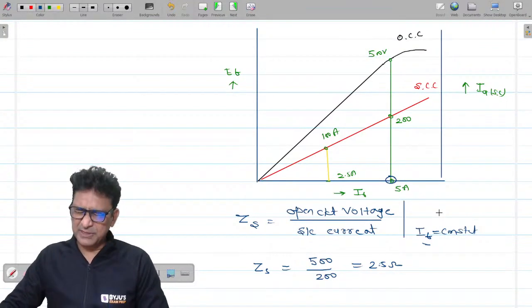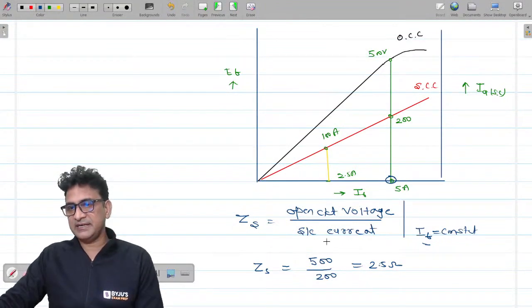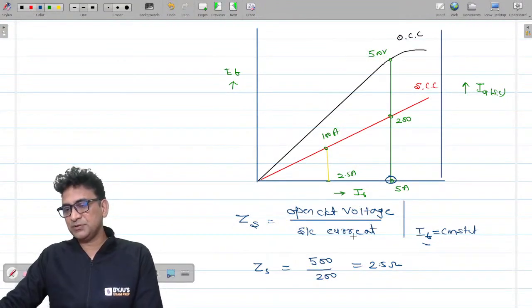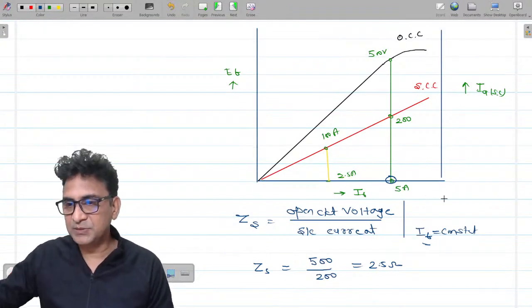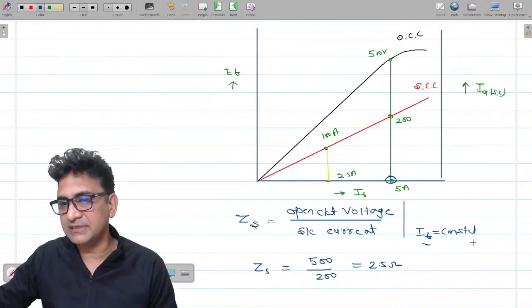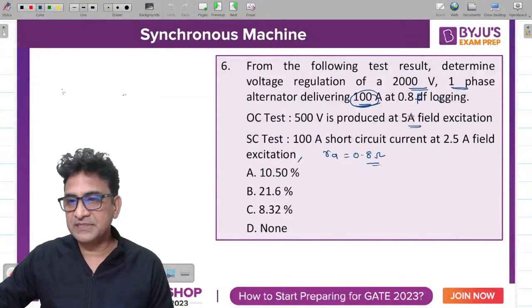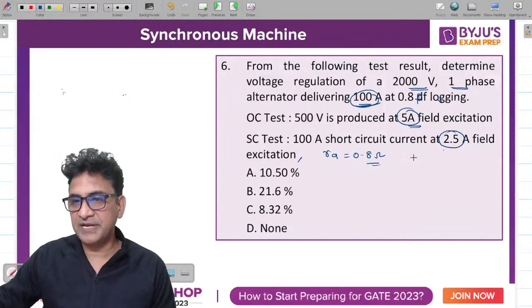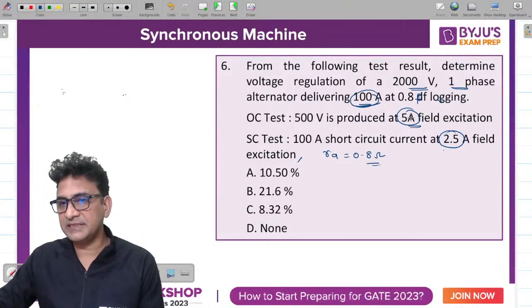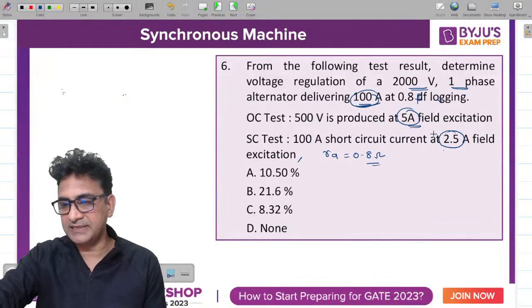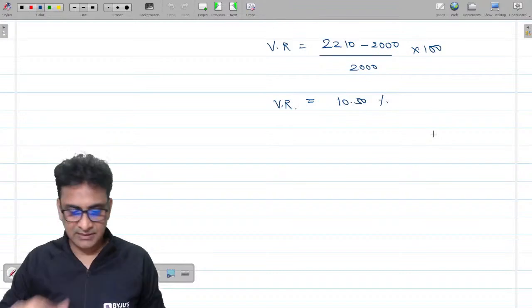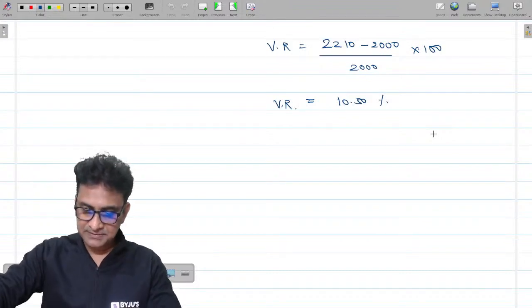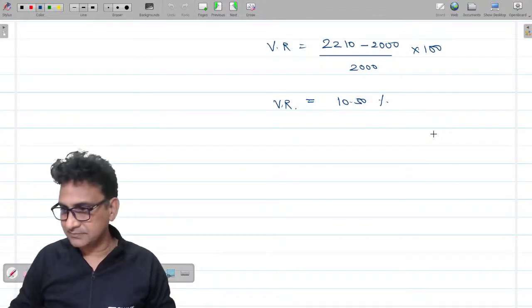Yes, I knew that the maximum students will take it as 100 because they just know EOC upon ISC. But you have to take IF as constant. If IF is different at the time of the open circuit test and the short circuit test, just find the value of ISC at the same field excitation. Clear? Are you getting some new concept before the GATE exam?